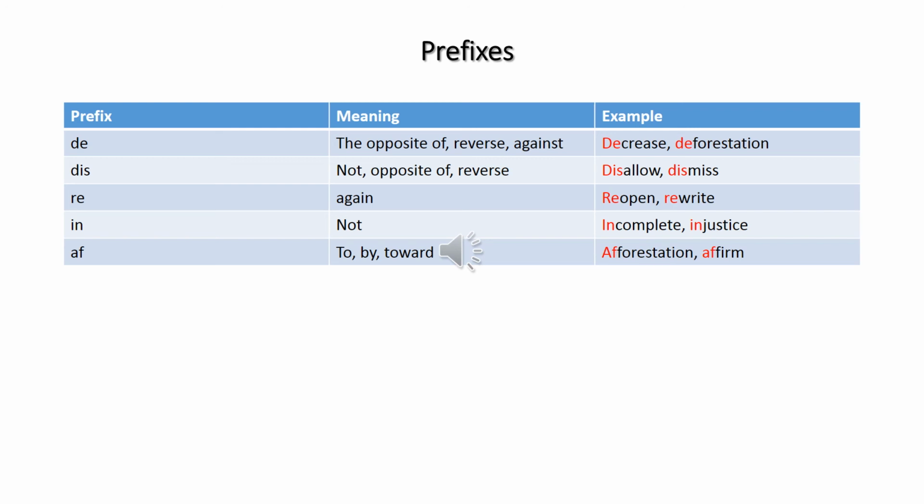The last word is affirm. Firm is a word and it has its own meaning. Firm means fixed or stable. But when we add the prefix af to the word firm, it becomes another word with another meaning. Affirm means to confirm something, to emphasize something, to support something.